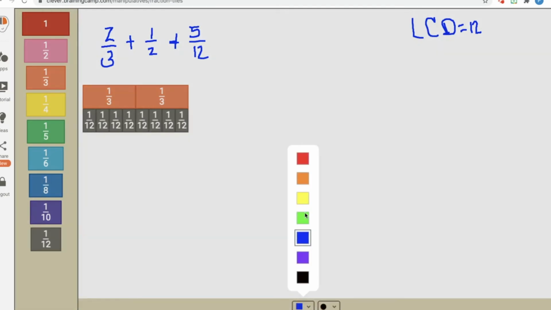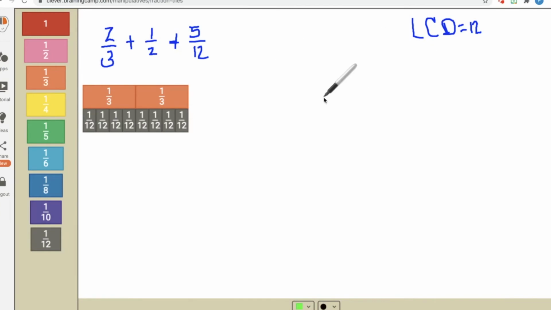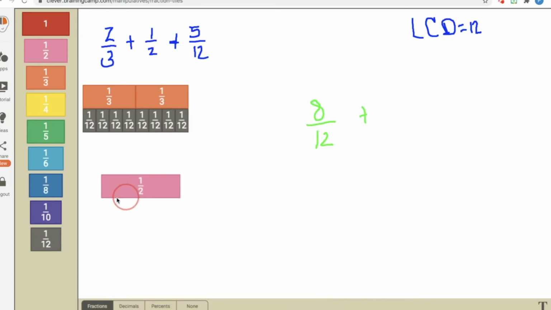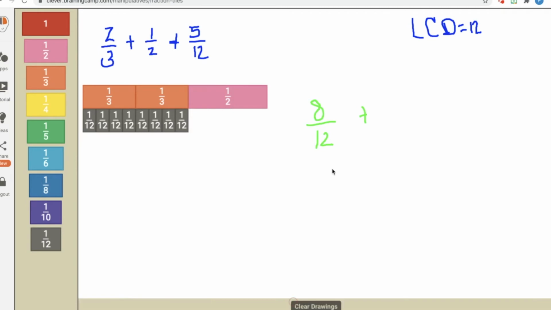And let's just change the color a little bit here. So I have 8/12 plus, okay, now I'm going to use my halves. That's my half. So maybe Miss Twitty should move this over a little bit. I'll write it down here. I have 8/12 plus, now I'm going to do the same thing with my 1/2.